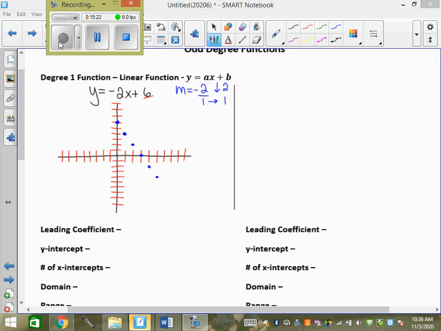Now, what if we wanted to go in the opposite direction? We just do the complete opposite. So we could start at 6, and instead of going down 2, right 1, we could go up 2, left 1, and it will still land on the line. So you can start at your y-intercept and go down 2, right 1, repeatedly, or go back to your y-intercept and do the complete opposite, up 2, left 1, and we get this lovely line.